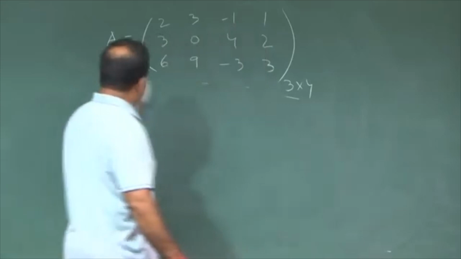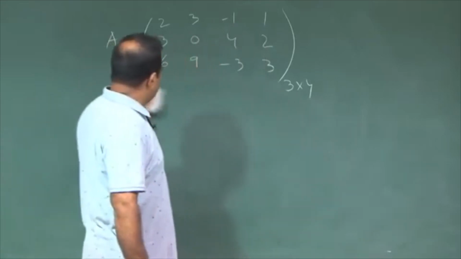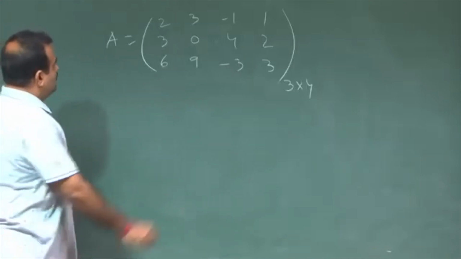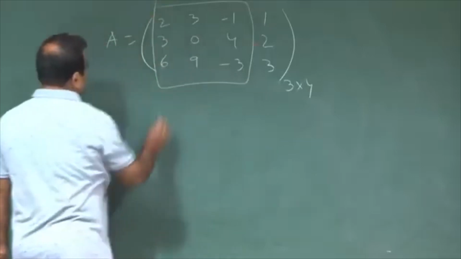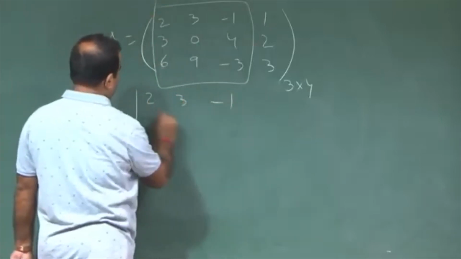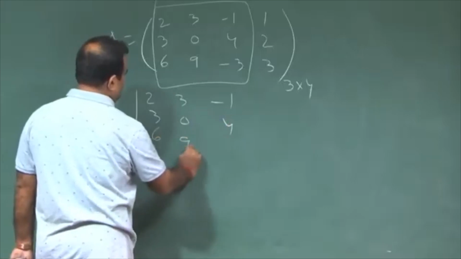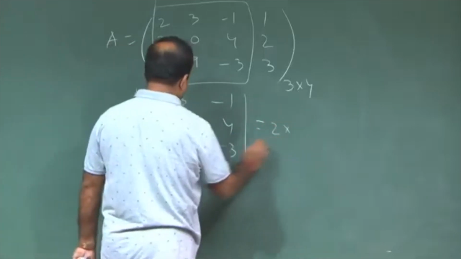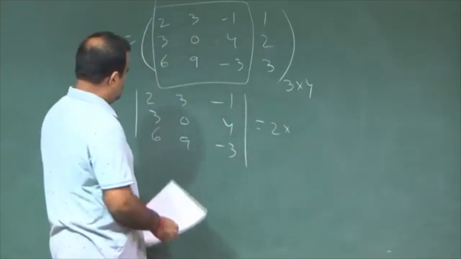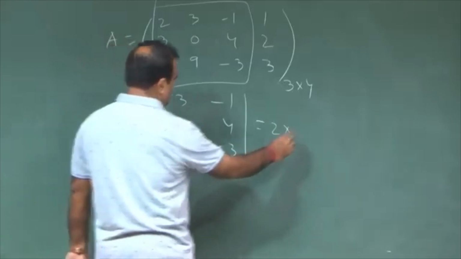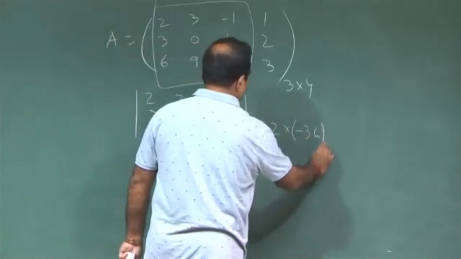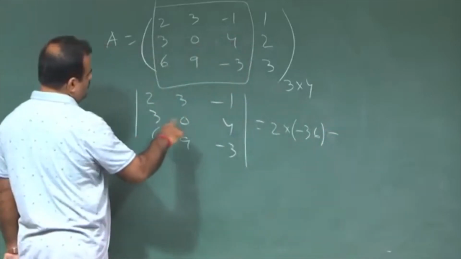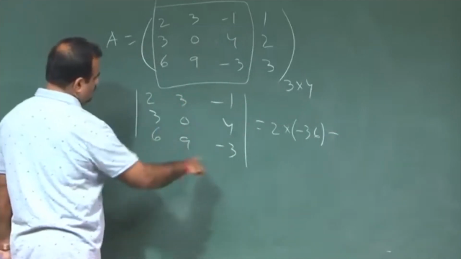So, how to get the rank of this matrix? We have to consider all the minors. What is the maximum minor we can have? 3 by 3, so we can consider this minor. What is the value of this minor? 3, 0, 4, 6, 9, minus 3. So, it is 2 into this, 2 into this. So, it is minus 3, and then just calculate the determinant, minus of this into these two. So, minus 9 minus 24.